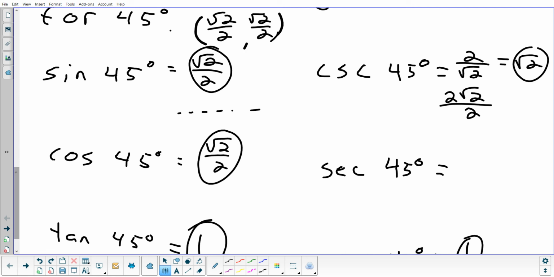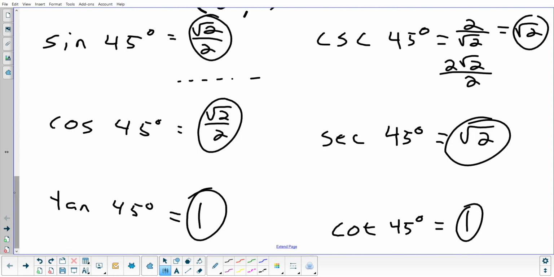And how about the secant of 45 degrees? Shouldn't have to do too much work for that, Gina. The same thing as the one with the square root of 2. Yeah, it's the same thing because the sine and the cosine are the same. So you're just flipping the same thing again, you're going to get the same answer. And there's all 6 trig functions for 45 degrees. Any questions on that?